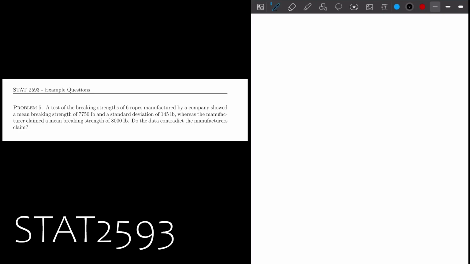In this question, we're thinking about the breaking strength of ropes that are being manufactured by a company. We tested 6 of these ropes, so we'll take n equals 6. The average breaking strength among those 6 was 7,750, so 7,750 as our mean. And we observed a standard deviation here of 145. So this is our observed data.